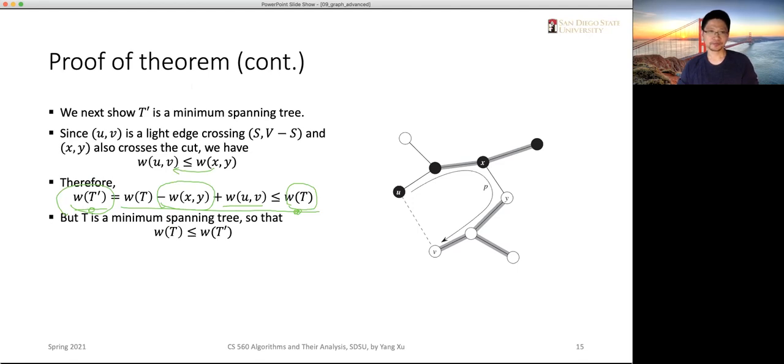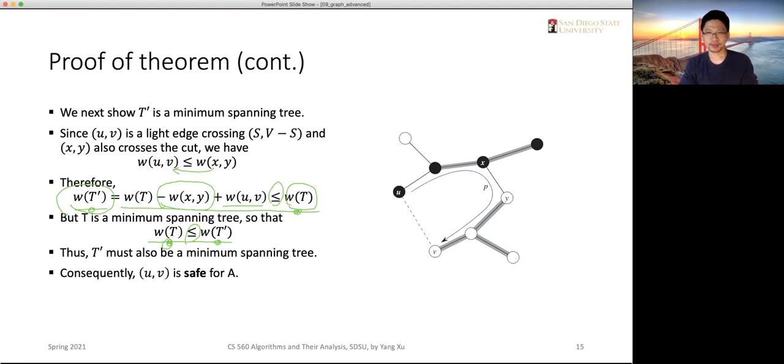So we must have that the total weight of T is less than or equal to that of T prime, okay? So what does that mean? These two inequalities have different directions, right? Which means that the only option is that T prime must also be a minimal spanning tree that has the same weight as T, okay? Which means the U and V is safe for A, okay?